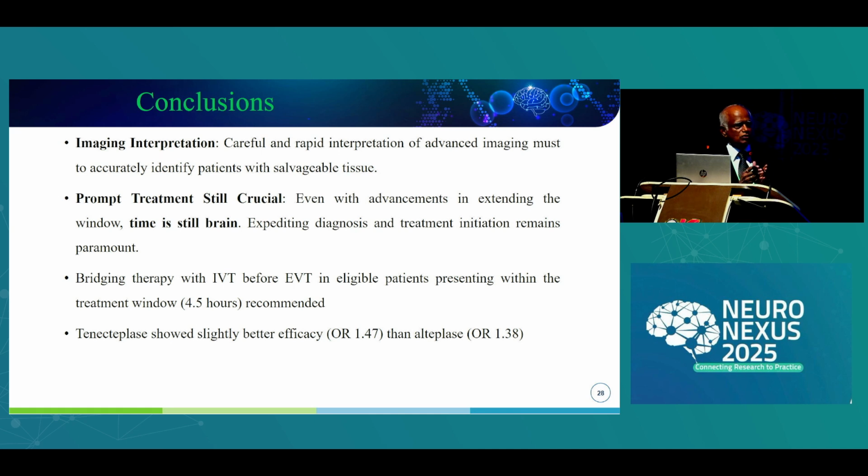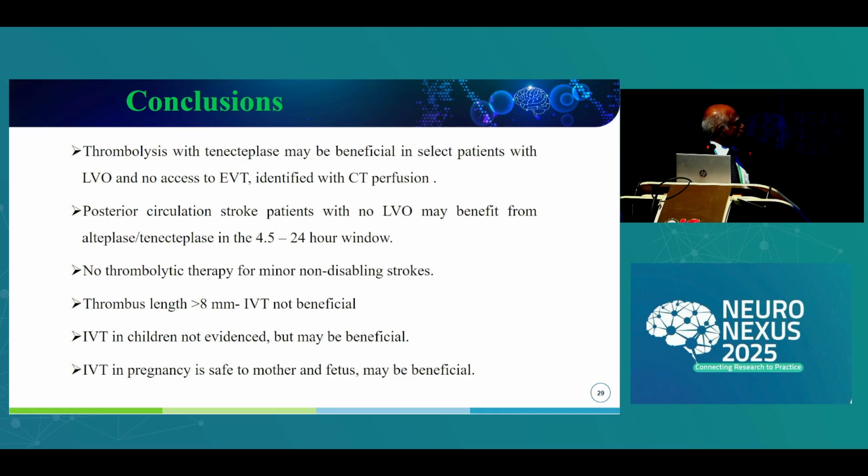We have got a tissue window where we are trying to extend, but still, even then, the earlier the thrombolysis, the better the outcome. Bridging therapy with IVT before EVT in eligible patients presenting within the treatment window is recommended. Tenecteplase definitely showed a better efficacy compared to alteplase. And thrombolysis with tenecteplase may be beneficial in select patients with LVO and no access to EVT, which happens in Indian settings very often. Posterior circulation strokes with no LVO may benefit from either of the two drugs.